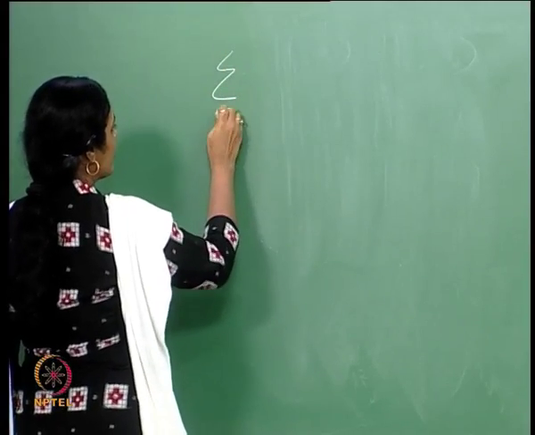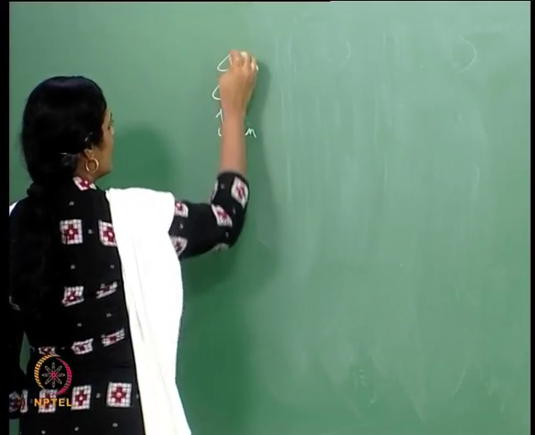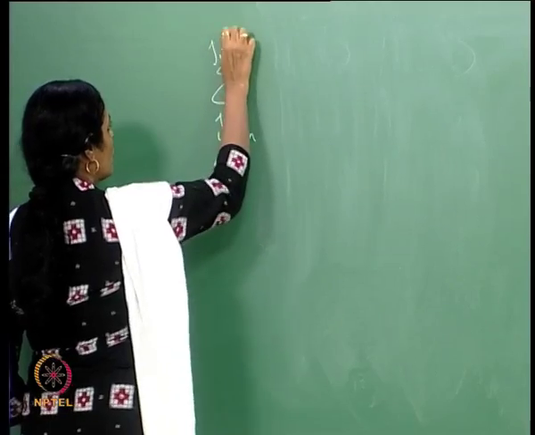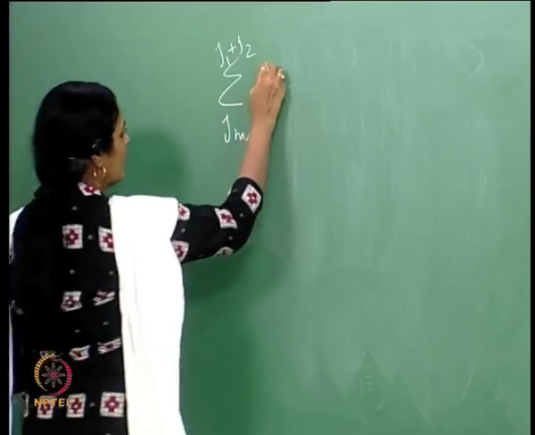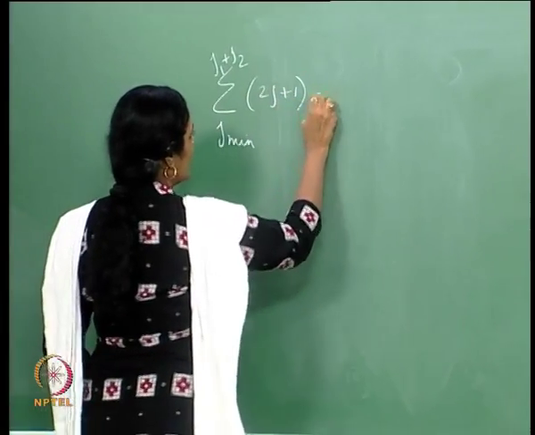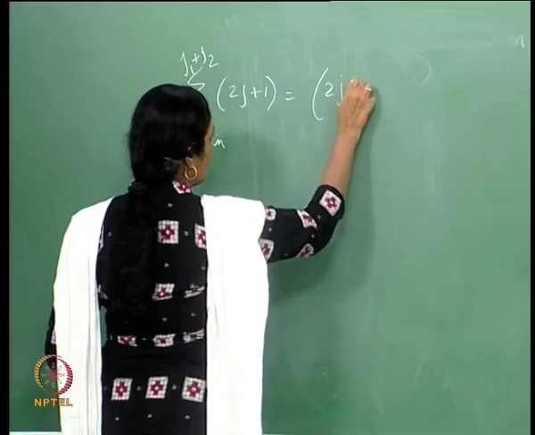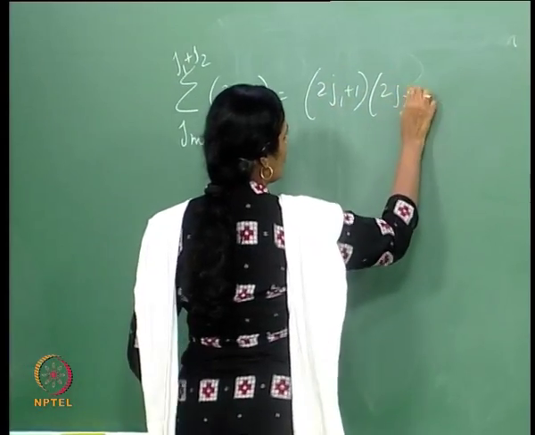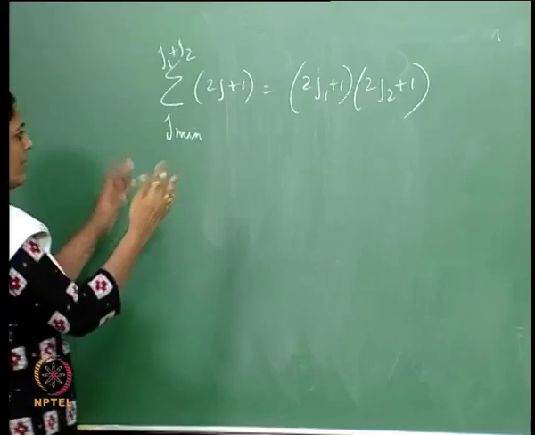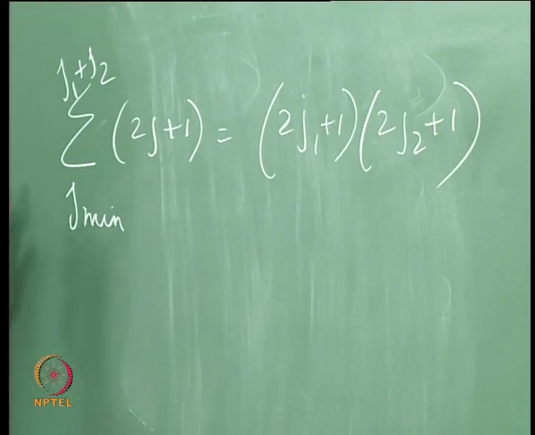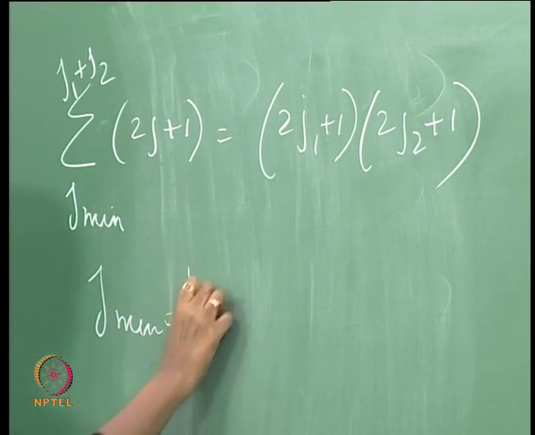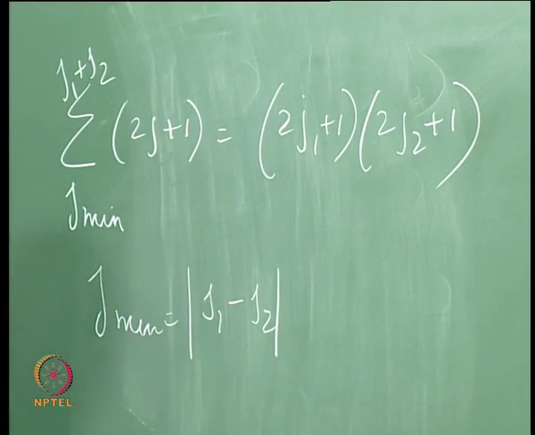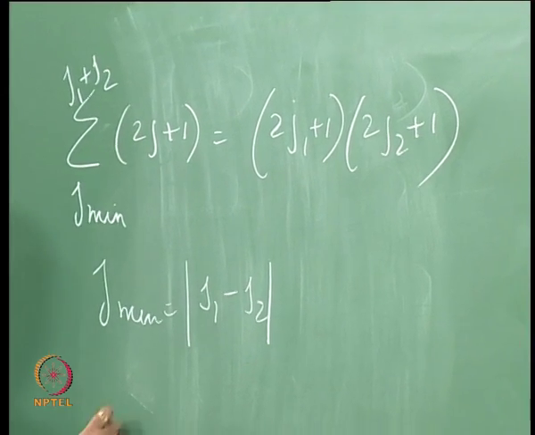In the coupled basis, I have a summation from j minimum to j1 plus j2. Remember, this summation happens in steps of 1, of 2j plus 1, and should be equal to 2j1 plus 1 times 2j2 plus 1. And then I can do the summation and work out what j minimum is. J minimum is the modulus of j1 minus j2.